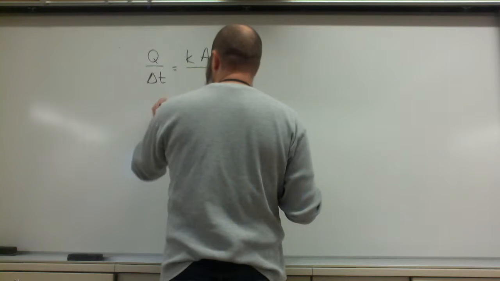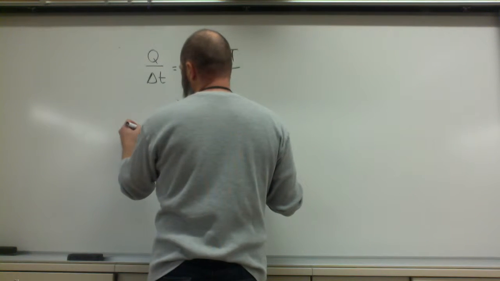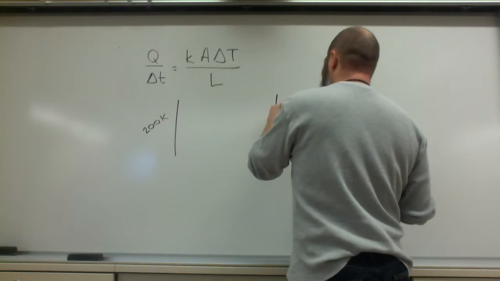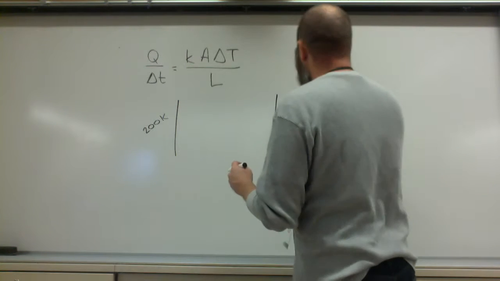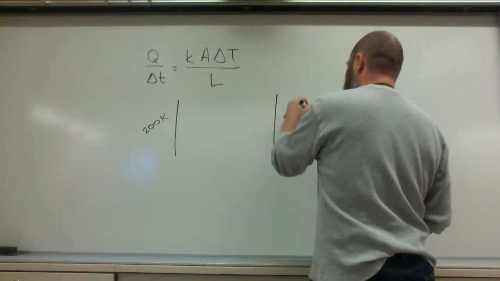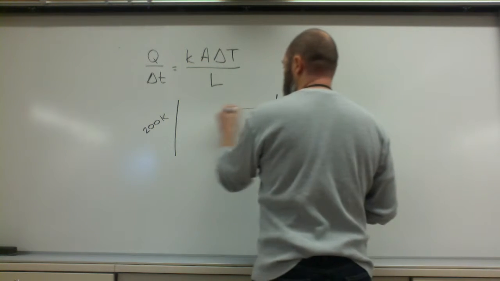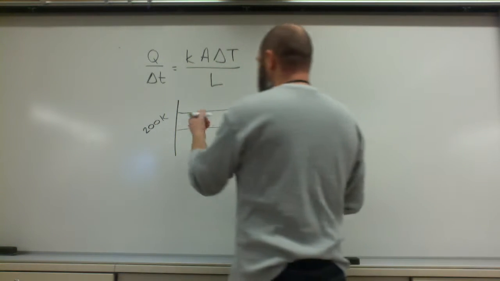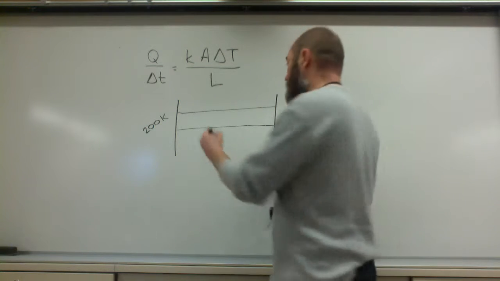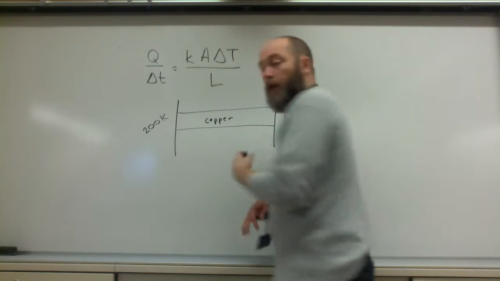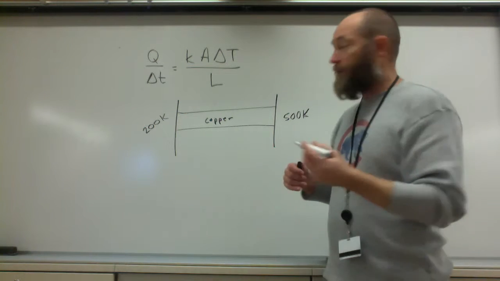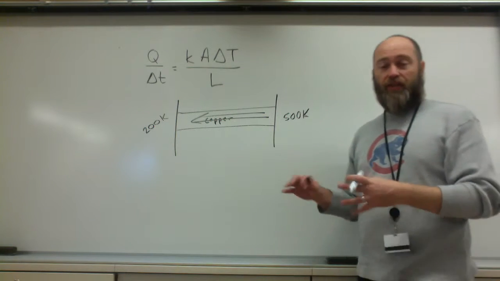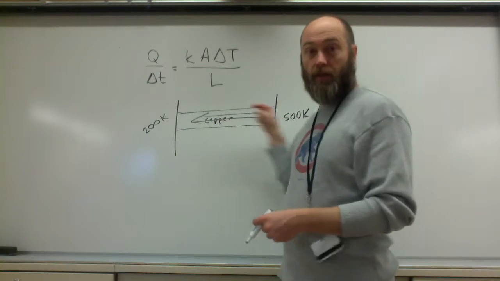So let's say I have something over here that is, I don't know, 200 Kelvin, and then I have something over here that is 500 Kelvin, and then I have some circular rod that's going to be between them, and maybe this rod is made out of copper. Obviously the heat is going to move this way because of the zeroth law. If you go from 500, the heat's going to be flowing this way.